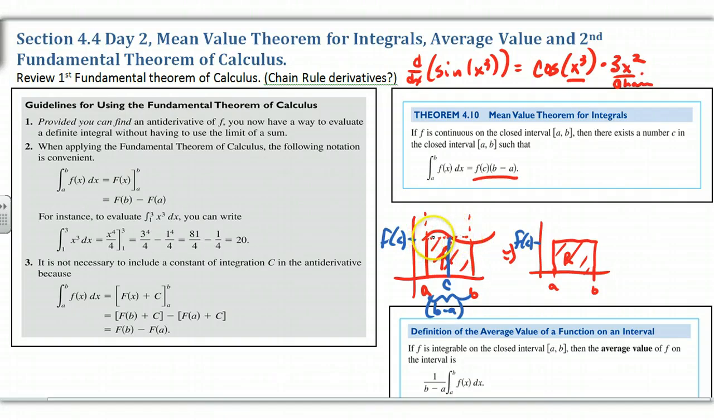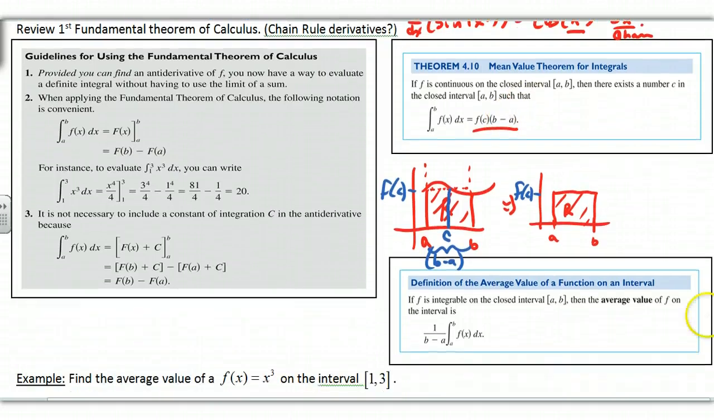The average value is just going to be the height, which is this f of c here. So in other words, to get this average value, all I need to do is get rid of this b minus a. And that's what we do down here. The average value is 1 divided by b minus a, and I can say that this is equal to f of c. F of c is equal to 1 over b minus a, and the integral from a to b of f of x dx. You do use the average value quite a bit.